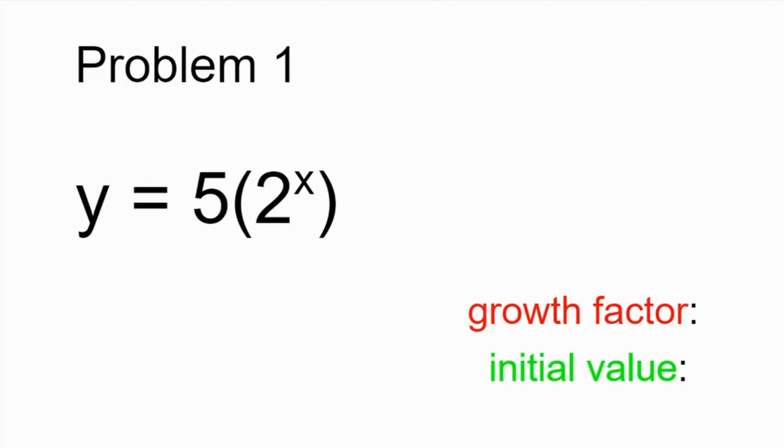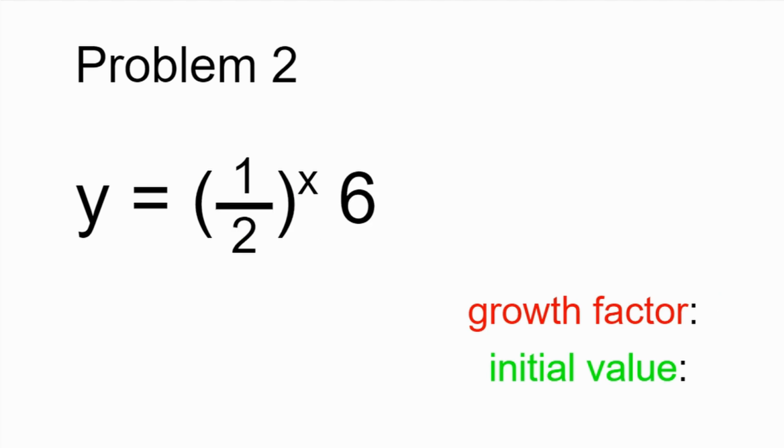Problem 1. First, let's identify what's the growth factor for this equation. Notice that here we have our exponent x, and attached to x, the base of the x, number 2 is going to represent our growth factor. So this equation has a growth factor of 2. Here, the number 5 that's being multiplied on the outside is going to represent our initial value. So if we graph this exponential equation, we can see that it will start at 5, and the graph will double as we move along x.